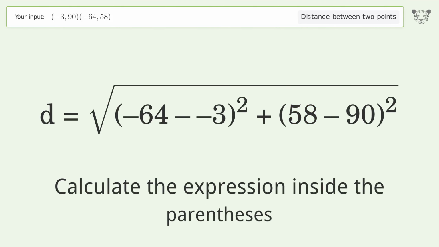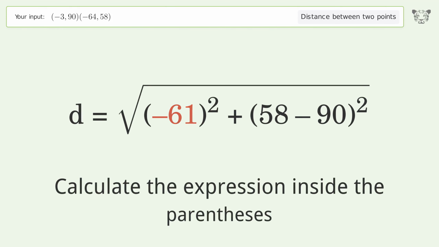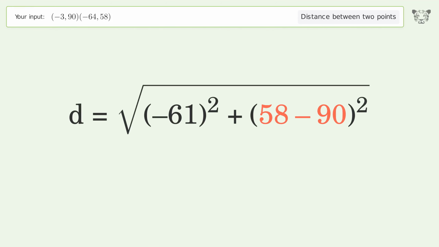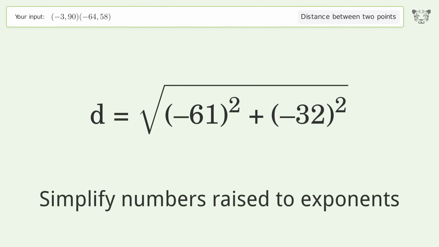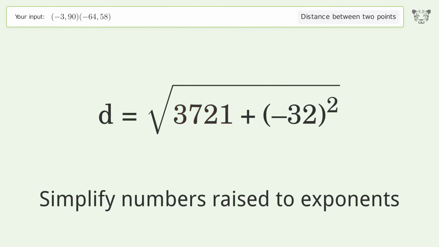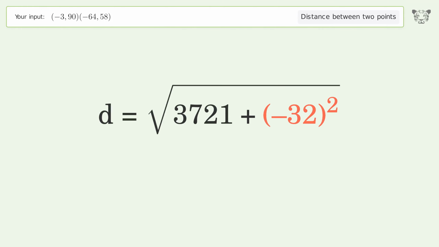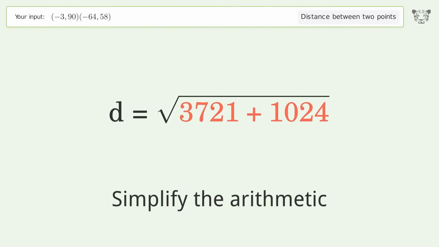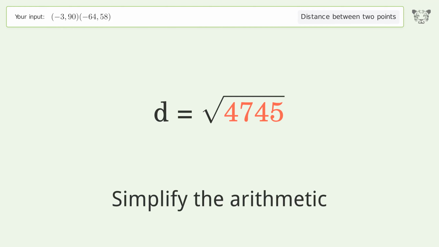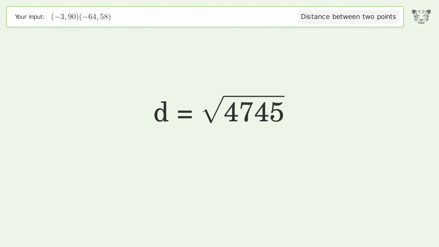Calculate the expression inside the parentheses. Simplify numbers raised to exponents. Simplify the arithmetic. And so the distance between the 2 points is the square root of 4,745 or 68.884.